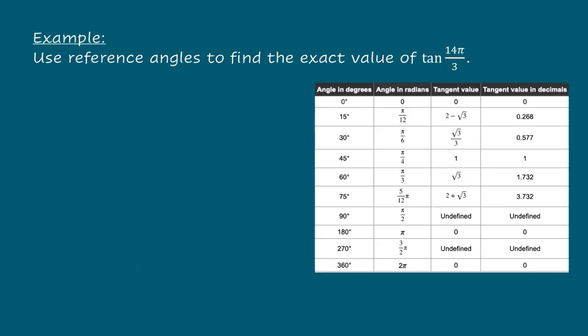Okay? All right, let's take a look. Let's use reference angles to find the exact value of the tangent of 14 pi over 3. So 14 pi over 3 is a situation where we're going to need to get that angle between 0 and 2 pi, because right now it's larger than 2 pi, and I know that because if I divide 14 by 3, I get 4 2/3.